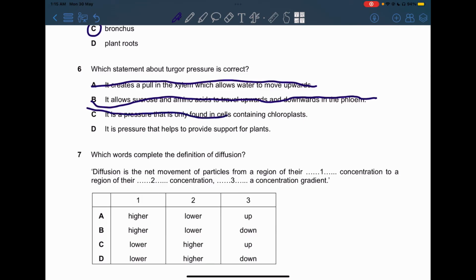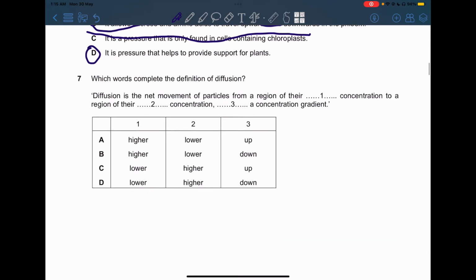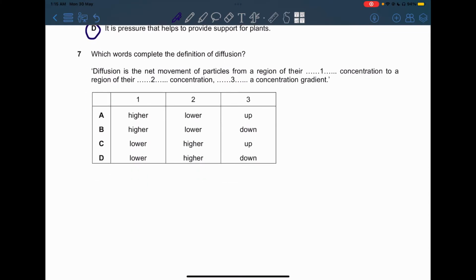So our only answer is going to be D for this question. It is the pressure that helps to provide support for the plants. Now, question number 7. Which words complete the definition of diffusion?